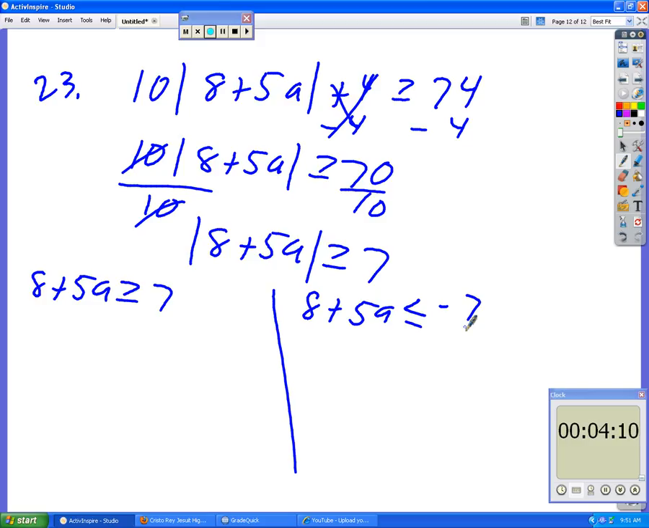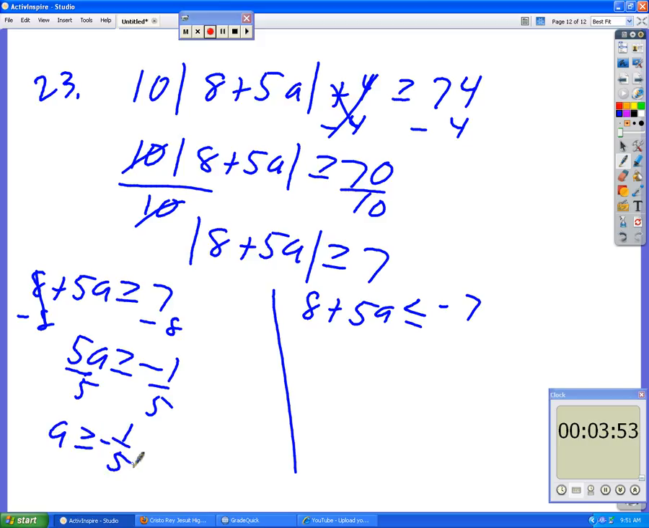Just solve it. What do I get rid of? The 8: minus 8, minus 8. So I get 5a equal to or greater than negative 1. Divide by 5. And a is equal to or greater than negative 1/5. Other side, do it again. Negative 8, cancel. 5a equal to or less than negative 15. Divide by 5. a is equal to or less than negative 3.